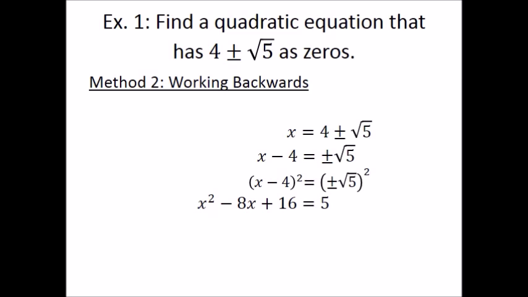On the right, squaring helps us get rid of the plus or minus sign and the square root sign. Subtract to make the right-hand side 0. So our quadratic equation again is x squared minus 8x plus 11 equals 0.